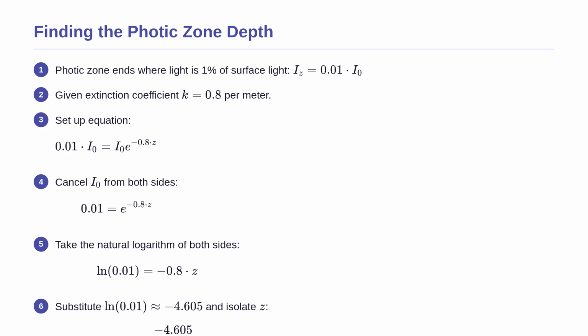To solve for the depth in the exponent, we take the natural logarithm of both sides. The natural log of 0.01 is -4.605. Dividing this by our negative extinction coefficient gives a final depth of 5.76 meters. This tells lake managers that biological productivity is entirely restricted to the top 5.76 meters.